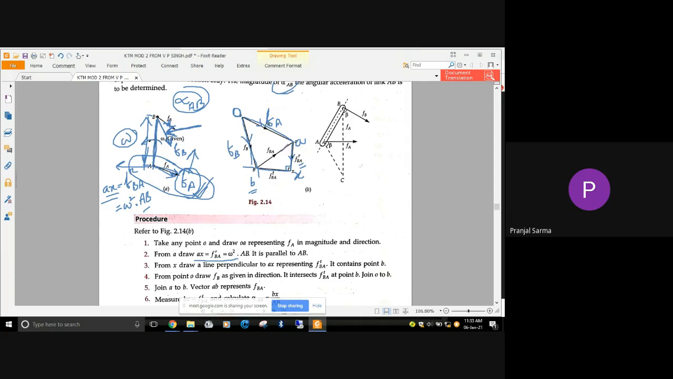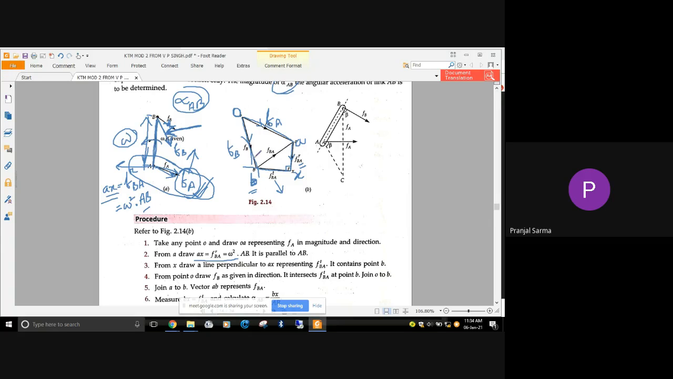Now it is going to intersect the previous line, the tangential component line, at some point, and that point is nothing but the B point. Previously, we didn't know the exact location of this point. We knew that it is somewhere here. Also, this is the direction for FB. That means the B point will be at the intersecting point. And now let's join O to B.